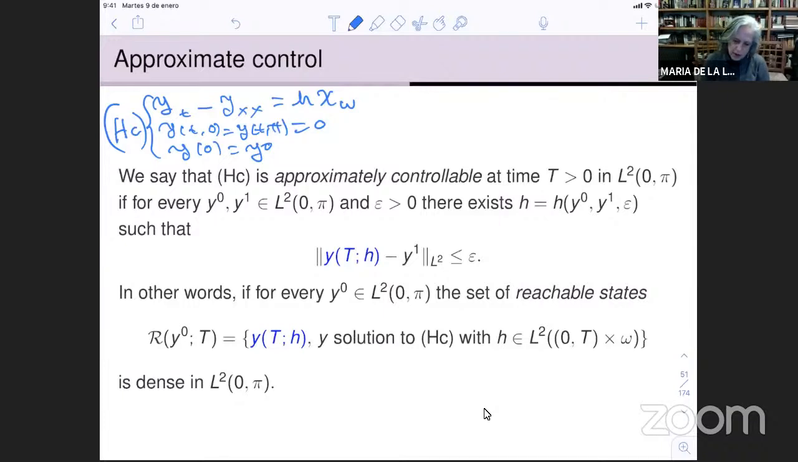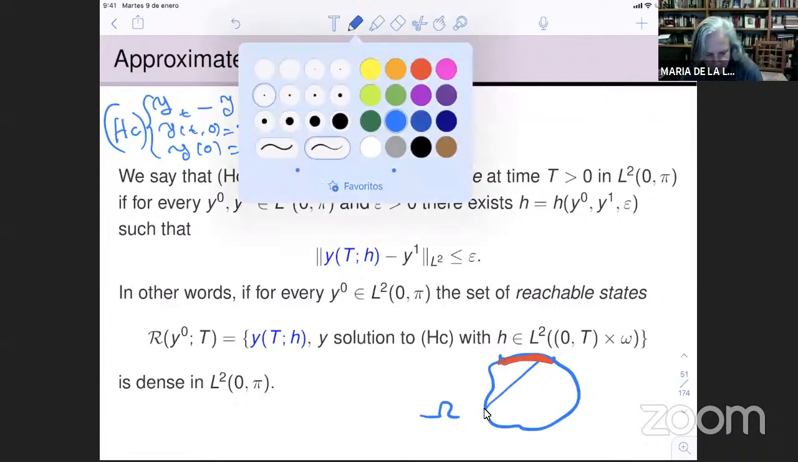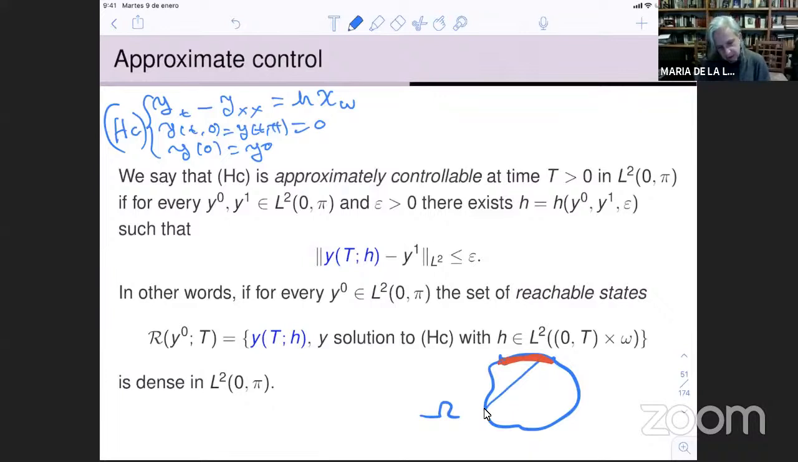Okay, so you have, for example, this is omega. You cannot put in any case the control in a small part of the boundary. This is not enough because you need some geometrical condition that says that the rays of the optics have to cross the control region. So I'm going to change color. So here is the control region, okay? So they have to meet the control region. But if I put only this small part, you have a ray that stays here. So you cannot control the equation.